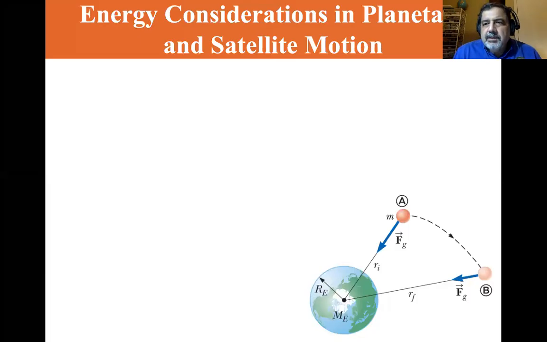All right, we're at section 13.6, energy considerations in planetary and satellite motion. If we look at this slide, we know that if an object moves from A to B, well, if there's motion, there's got to be velocity, so there's kinetic energy. At R initial, it's closer to the Earth. At R final, it's further. So it's gained some gravitational potential energy. And so we're going to look at those energy considerations in planetary and satellite motion.